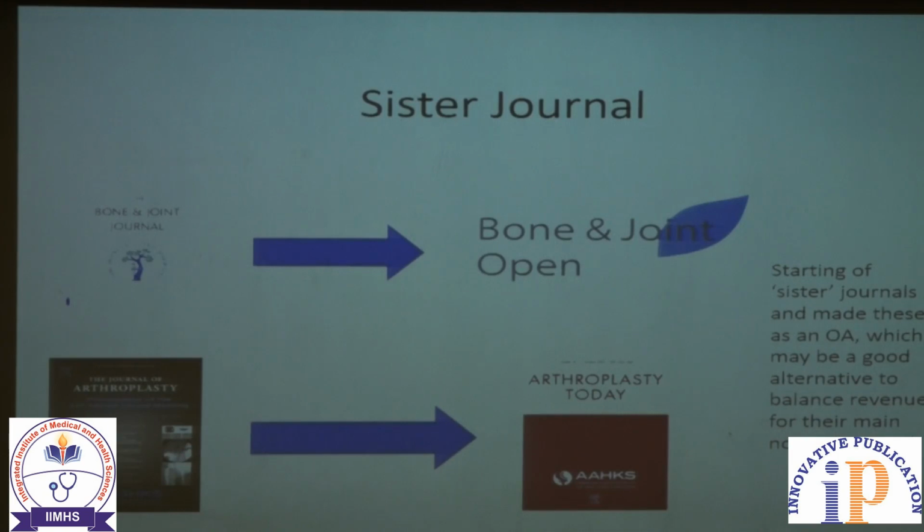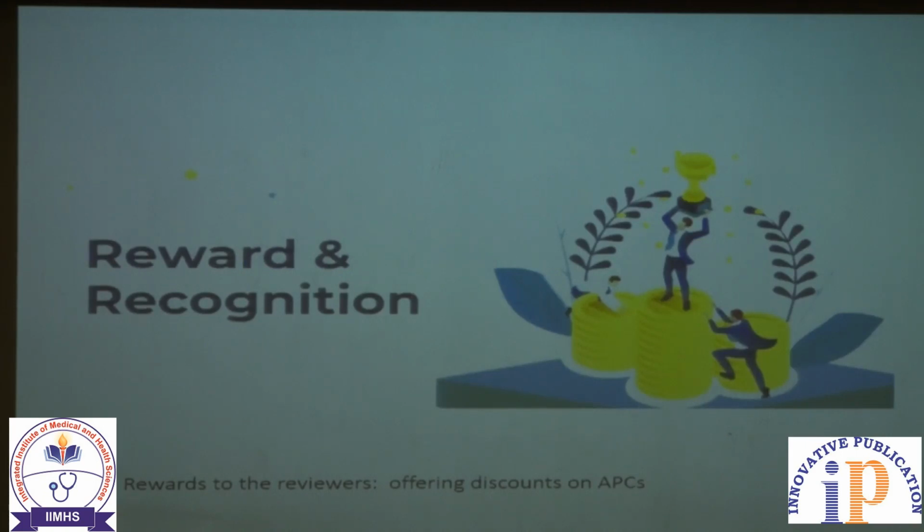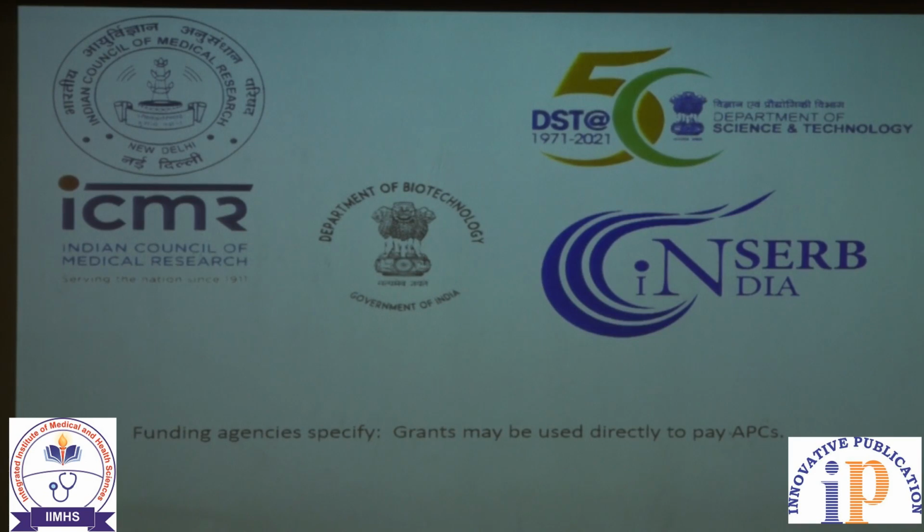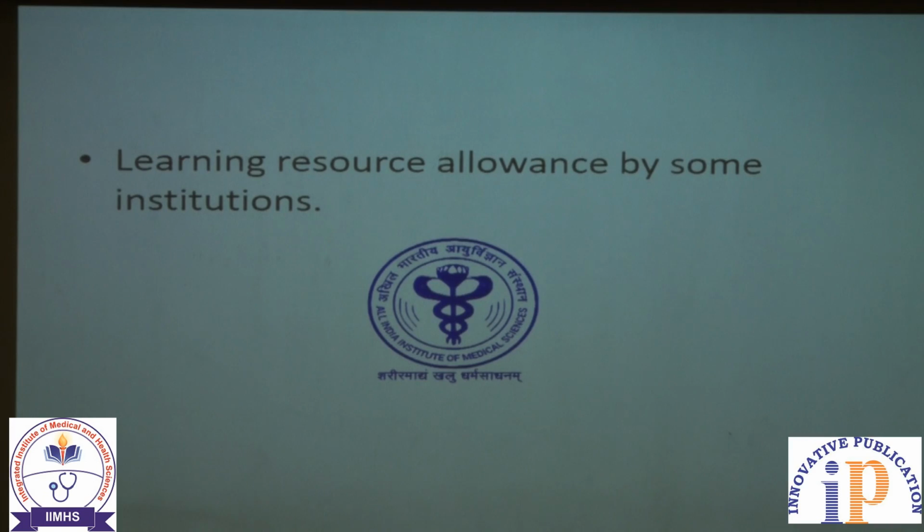Next slide please. Or the journal can make sister journals. One journal can run on a subscription basis, and another, the sister journal, can be open access, which can be a good alternative for balanced revenue for their main non-open access journal. Next please. Or there may be some reward or recognition to the reviewer where the APC can be discounted. Next please. Or if we have any research funding, it can also cover the publication charges along with funding the research. So these are the sources. Next please. Or there are institutions like AIIMS which provide an LRA to their faculty members, costing 1.5 lakhs. They can spend some money on publication fees.